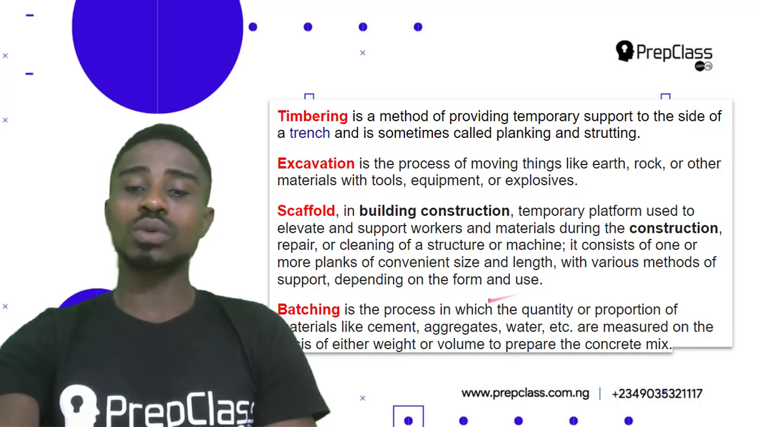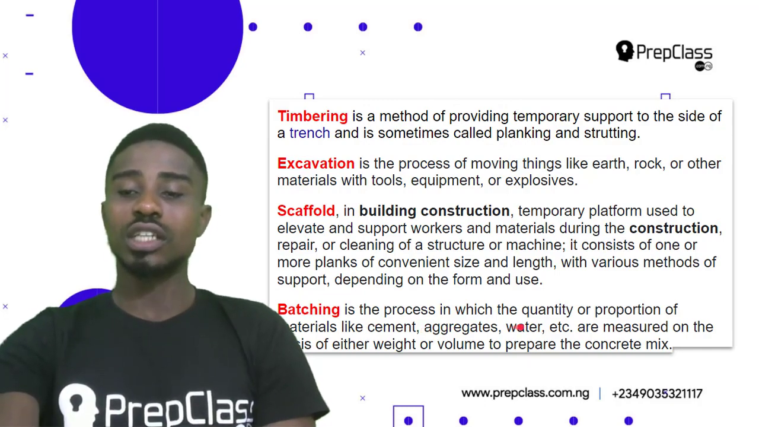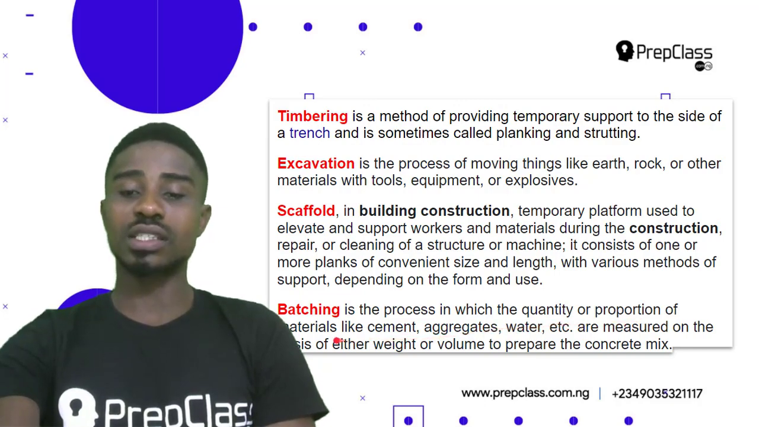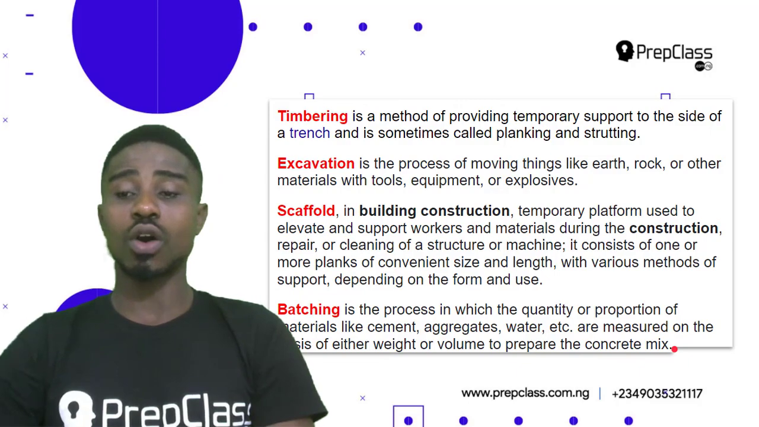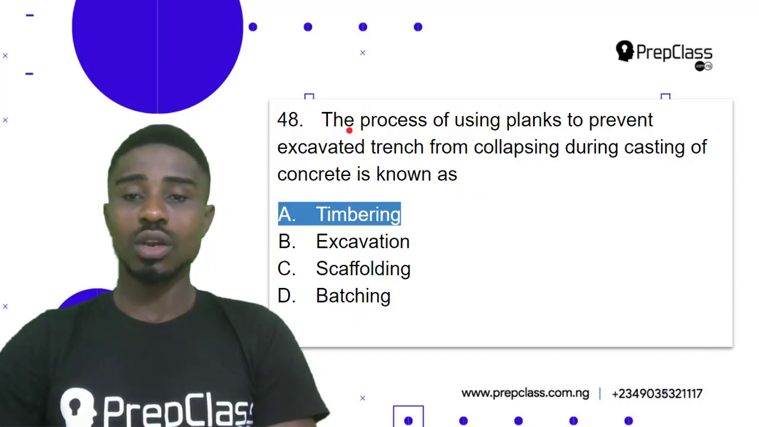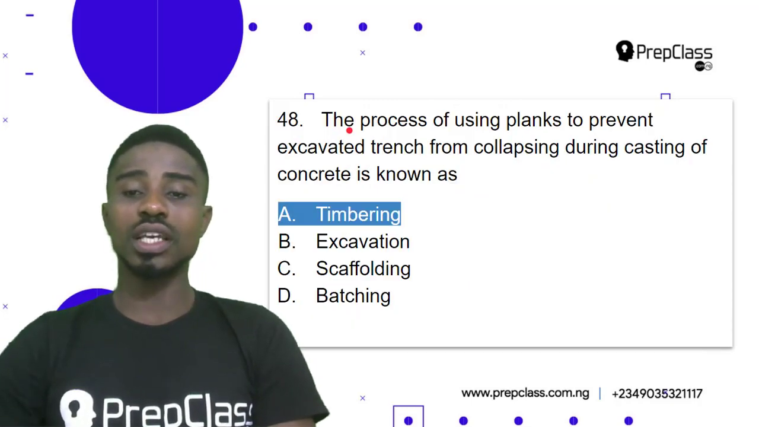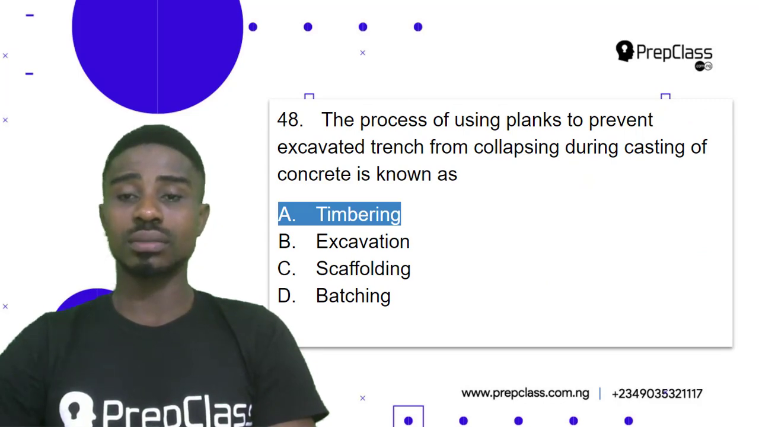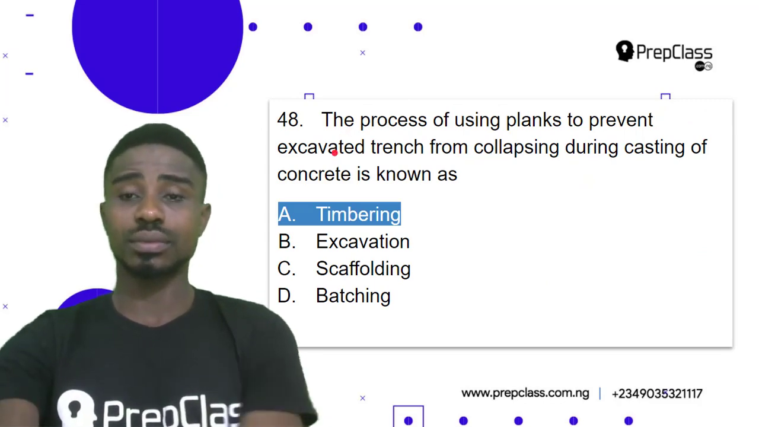Alright, so the last one here, batching, is the process in which the quantity or proportion of materials like cement, aggregates, water, etc. are measured on the basis of either weight or volume to prepare concrete mixture. So this is just the approach used in preparing concrete mixture. But the answer to our question is timbering. Let's check it out. Question 48, option A, timbering, is our correct answer. Alright, let's look at the next question.